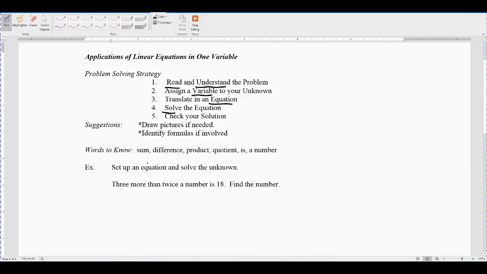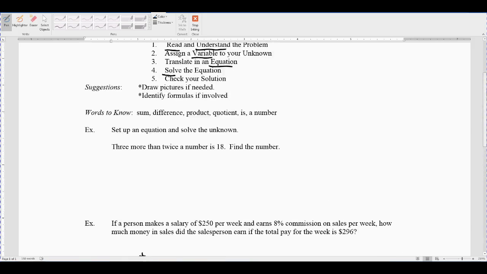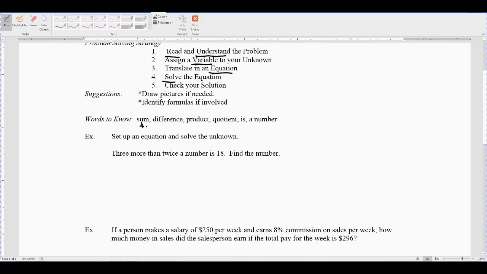There's all kinds of different strategies. We're just going to do a few examples, just give you an idea of what's going on with some of them. Let's start with some words to know. The word sum, S-U-M, means to add. Difference means to subtract. Product means to multiply. Quotient is divide. Is equals, and the number is x, or n, or y, whatever variable you want to use. So let's do an example that involves these kinds of words.